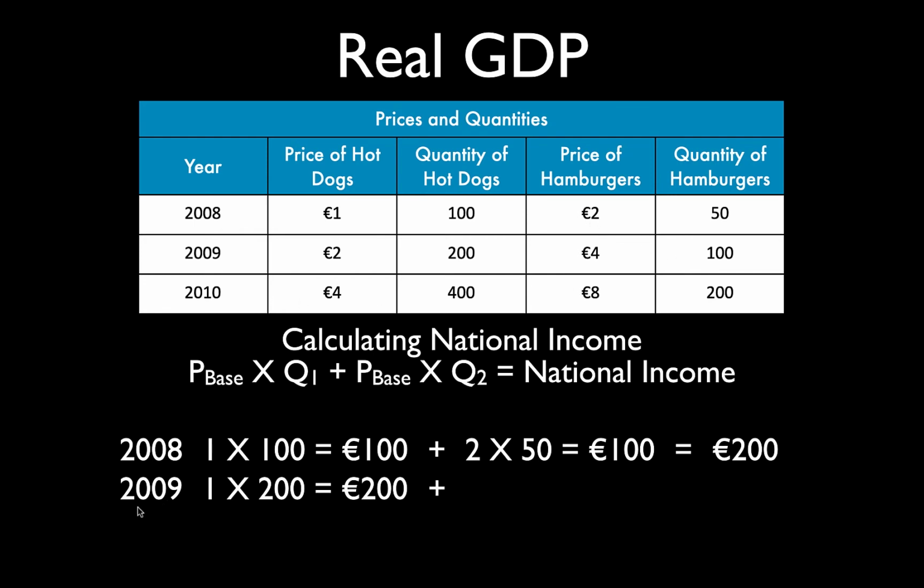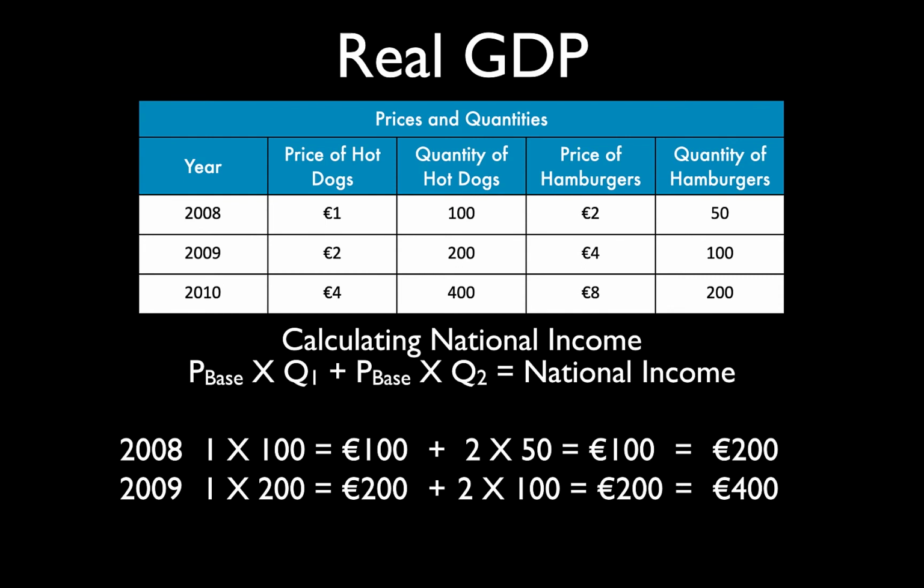And remember, I'm calculating national income, real GDP for 2009, so therefore I have to use the quantity of hamburgers that was produced in 2009, okay? And I get 2 by 100, here's the 2008 prices, but the quantity in 2009, and that equals 200. And if I add those together, that's €400.